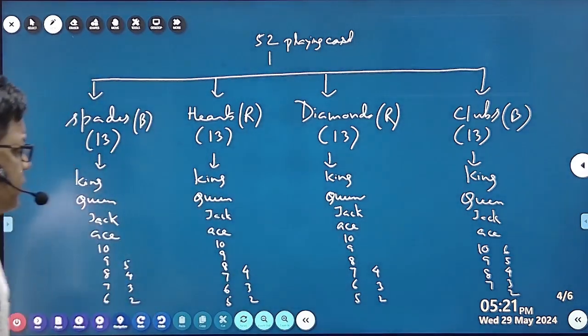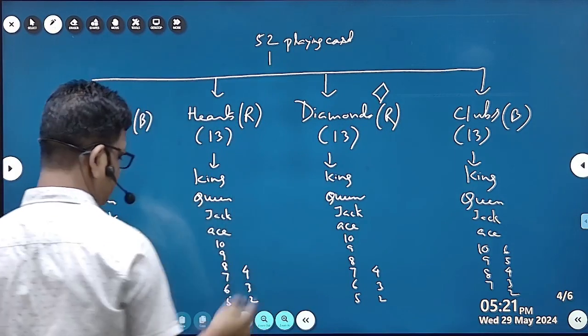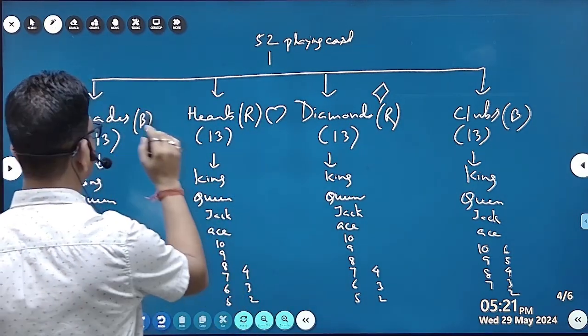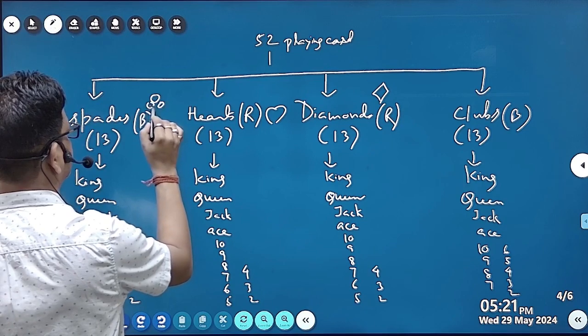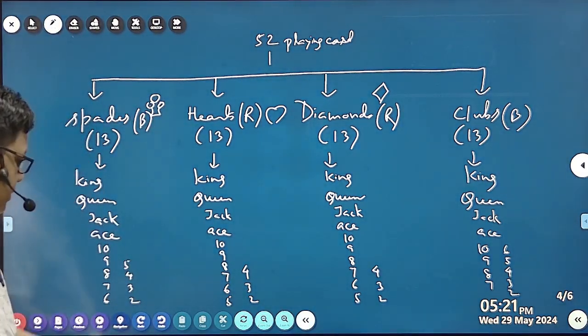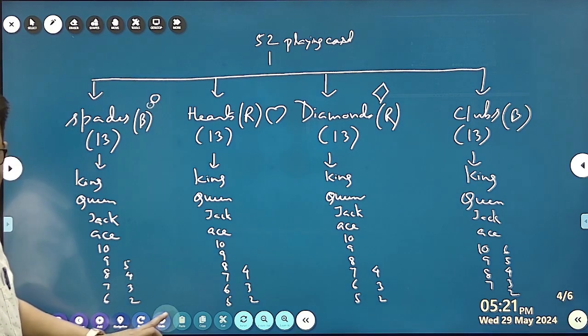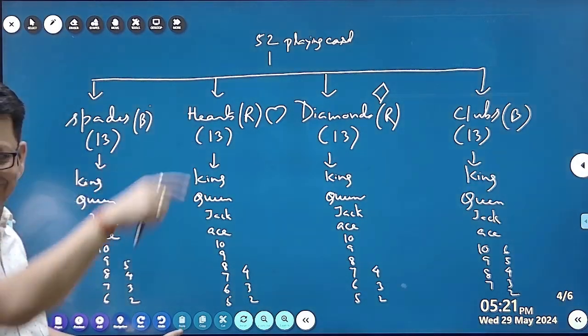They have different symbols. This looks like a diamond, yes or no? So this looks like this, something like this. I don't know exactly because I don't know all the cards. I know theory, not the practical. Anyway, so these are the cards.